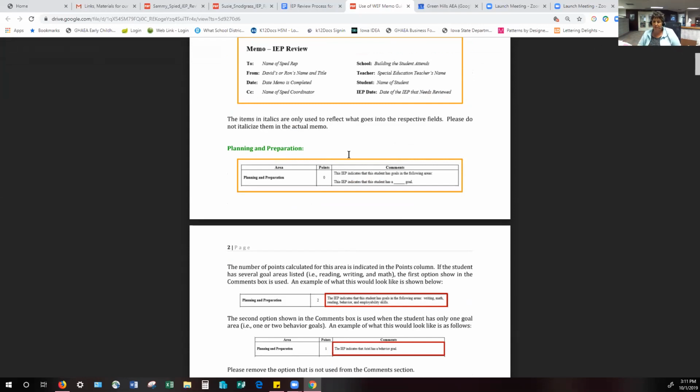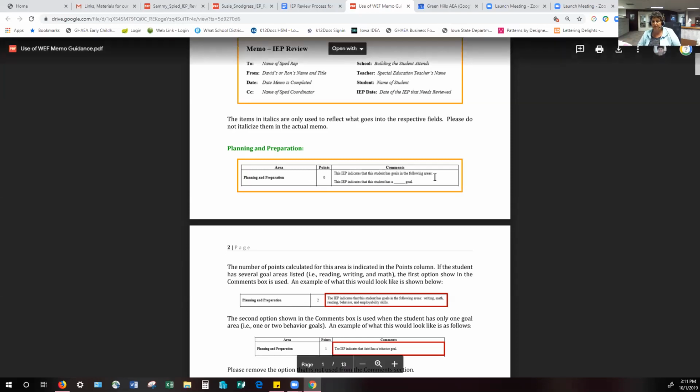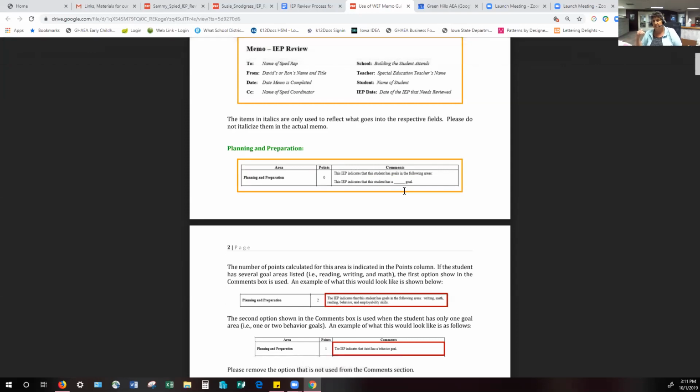Under planning and preparation, that is the very first box on the memo. And like Ron said, we included some sample things. The very first one is if there are more than 2 goal areas, you can write that out or add that to the end of that message. Or if there's only one goal area, you can use the bottom one. You do not have to keep both of them in that box. Just pick the one that is applicable.